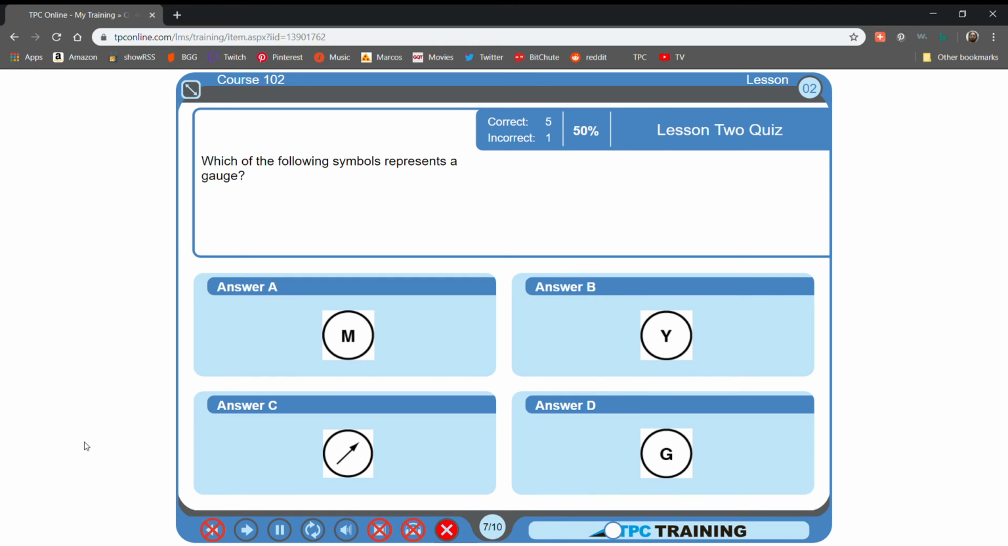Which of the following symbols represents a gauge? Click on the correct symbol.